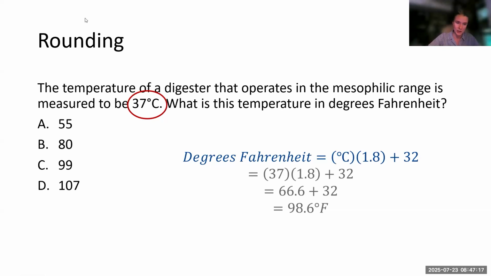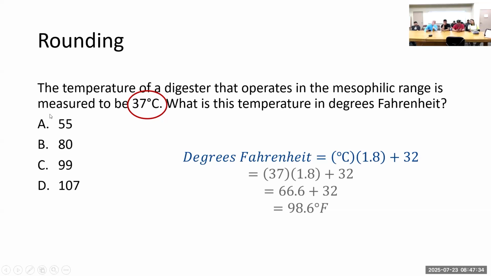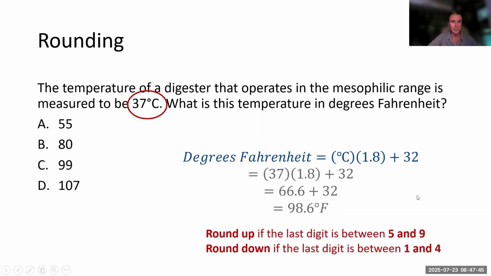98.6 degrees Fahrenheit. But wait, we have our options on the left-hand side here, and none of those are 98.6. But the thing is that all of those answers are rounded to the whole number. So there are no fractions here. But this number, 98.6, is pretty close to one of those numbers. So how would we round it?